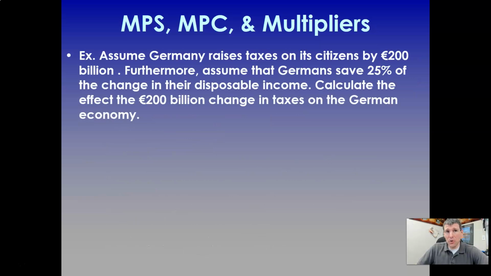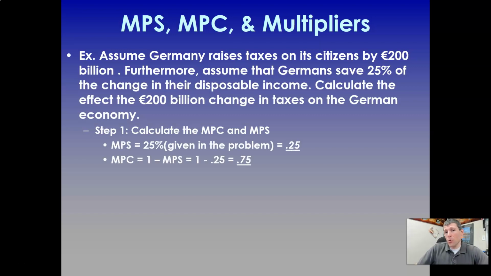Another example. Assume Germany raises taxes on citizens by 200 billion euros. Furthermore, assume that Germans save 25% of the change in their disposable income. Calculate the effect of the 200 billion euro change in taxes on the German economy. Go through the same process again. First of all, what are the MPC and the MPS? Well, here we see that Germans save 25% of their change in disposable income, so that means the MPS would be 0.25, right? And therefore the MPC has to be 0.75 because they got to equal 1. So MPS 0.25, MPC 0.75.